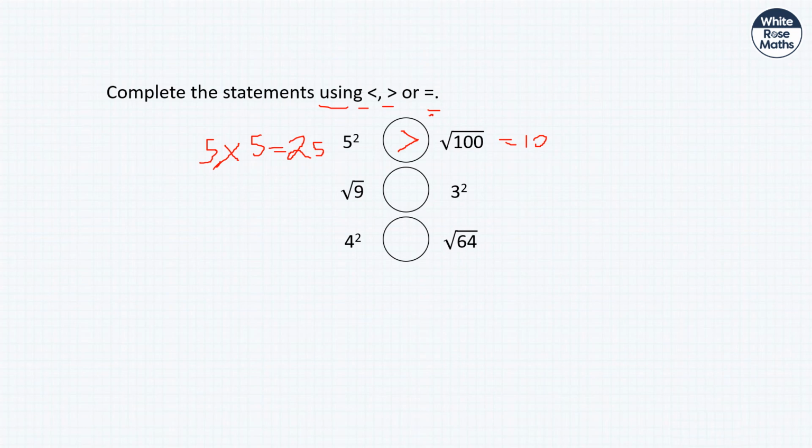This next one, the square root of 9 is 3 because 3 times 3 is 9, and 3 squared means 3 times 3, which is 9. Therefore 3 squared is greater than, i.e. bigger than, the square root of 9. 4 squared means 4 times 4, which is 16. The square root of 64 is going to be 8, because 8 times 8 is 64. So 4 squared is bigger than the square root of 64.